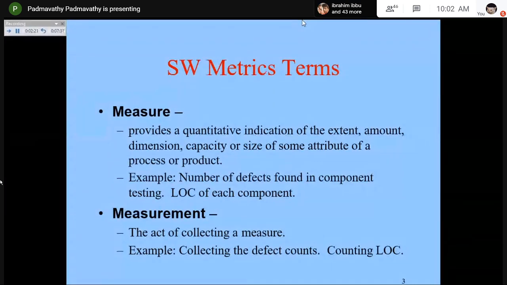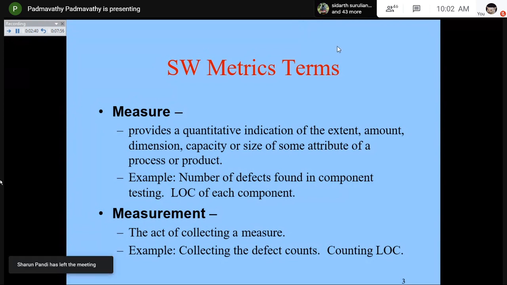So measurement is the act of collecting a measure, like first collecting the defects in the program. So first finding out the defects in the program, then you will measure how many defects are there. Okay, that is the difference between measure and measurement.